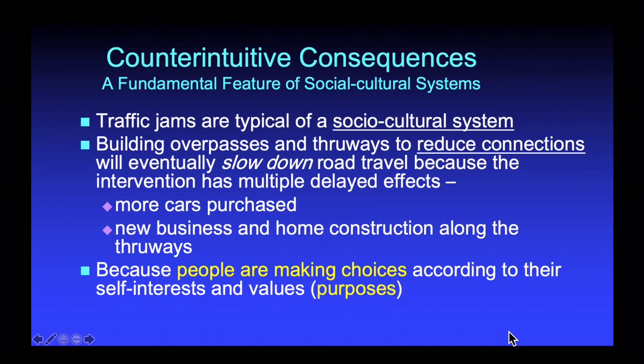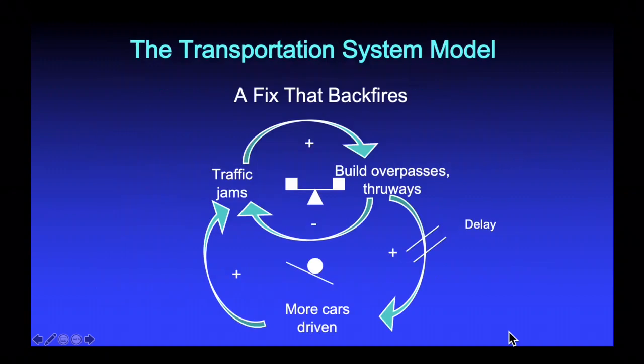Perhaps the solution is build another city and get people to move out of Beijing instead of adding ring roads and getting people to move into Beijing. But the point is, you get counterintuitive results because people are making choices according to their self-interest and values. So we can talk about a model, a systems model, and Senge produces a number of these. He calls this one a fix that backfires. You have traffic jams, you build overpasses and throughways, more cars are driven, you get more traffic jams, you build more overpasses or throughways or ring roads or bypasses, and people respond to that by moving there to avoid the traffic, and the problem keeps going and going and going.